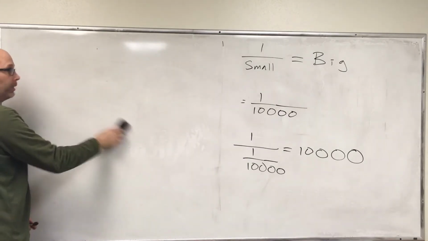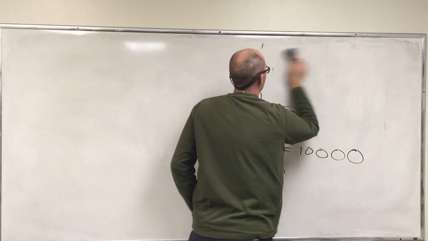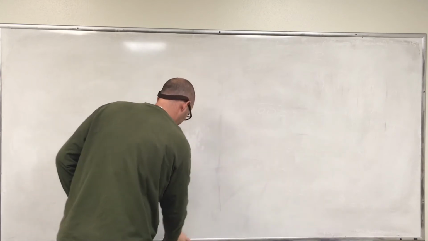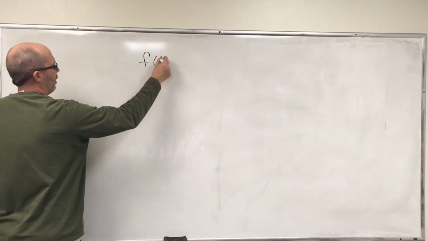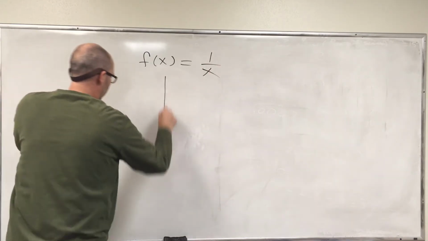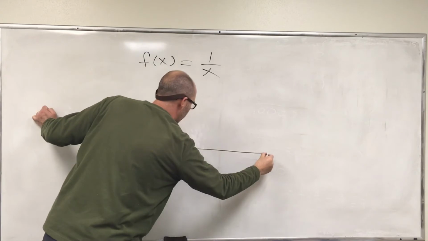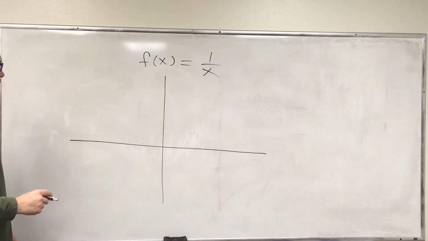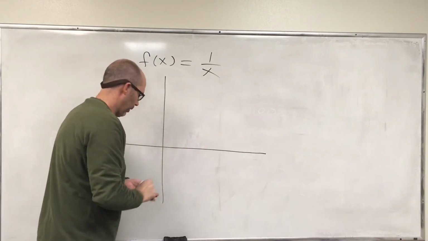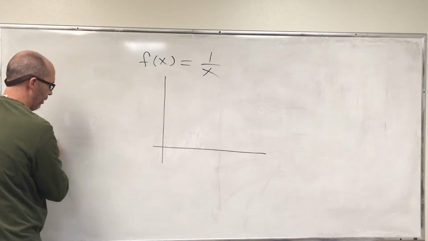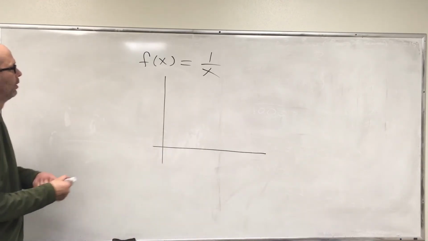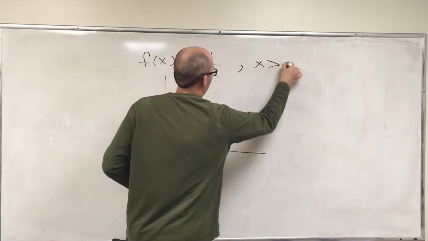A nice function to illustrate these concepts is f of x equals 1 over x. Now, I'm just going to focus on the graph of 1 over x for x positive. So I'm not going to worry about this stuff here. Only when x is positive.